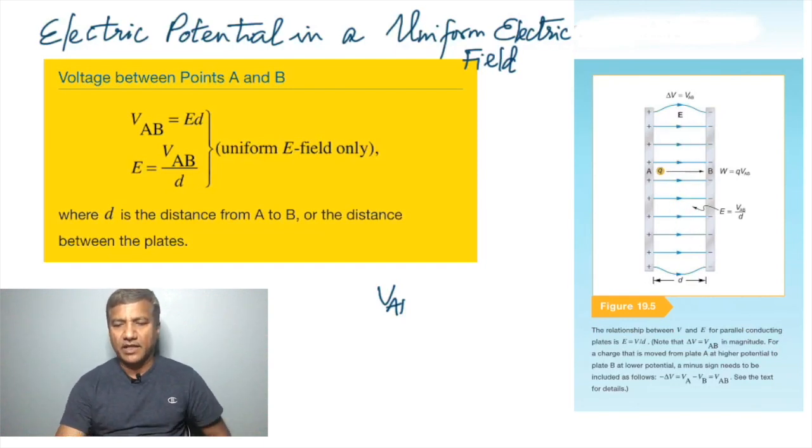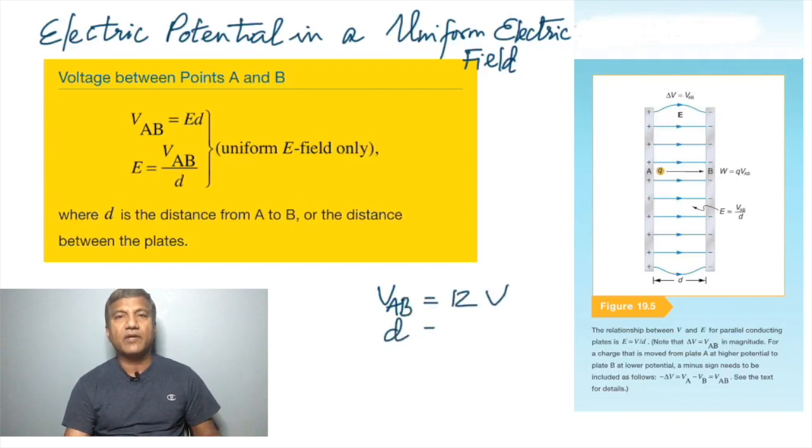Now, in this particular case, if the strength of the electric field is E Newton per coulomb, and if the distance between the plates is d, then the voltage between the plates VAB is simply the product of the electric field and the distance between the plates. When we rearrange, we get the electric field to be the voltage divided by the distance between the plates. And that gives us a new unit for electric field strength, which is volt per meter. Volt per meter.